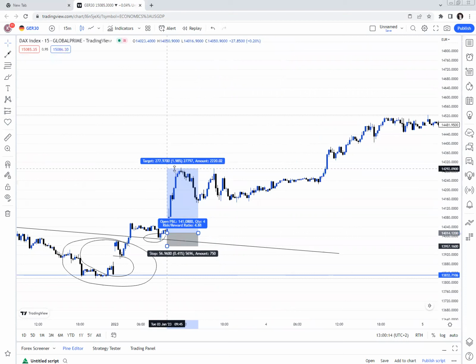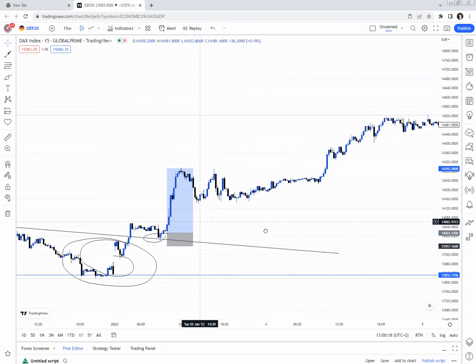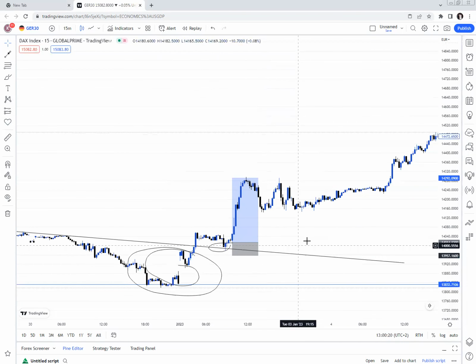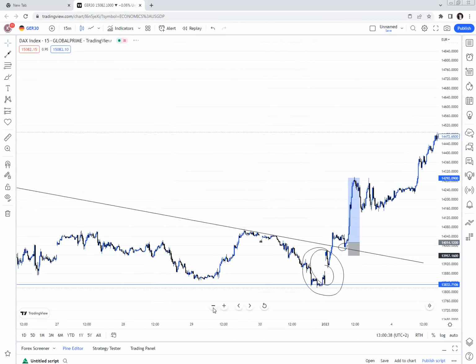It depends on how much you want to make and how much you want to risk. Make sure that you risk less and your TP is more. Understand? Maybe risk 10 pips for maybe 200 pips, and it depends. So yeah, guys, I taught you a lot of stuff here. And that's the power of the third touch, guys.